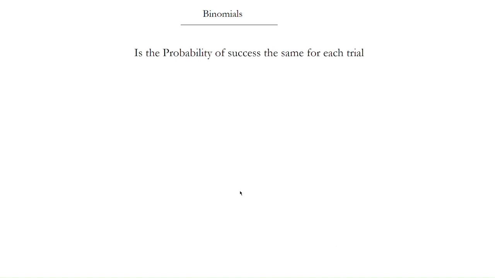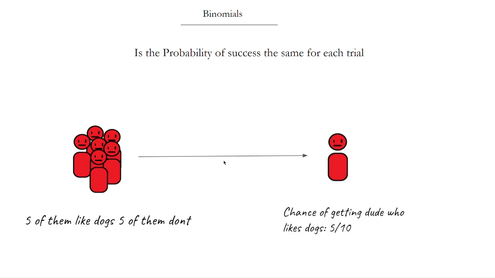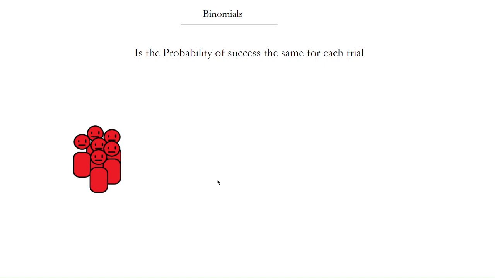What do I mean when I say is the probability of success the same for each trial? Let's say that this is a group of people, and 5 of them like dogs, and 5 of them do not like dogs. You're trying to see how many of them like dogs or how many of them don't. You take one person and ask them whether they like dogs or not. The chance of this person liking dogs is 5 out of 10. Let's say you asked one person, he liked dogs, and you now take him out of the sample. Now 4 of them like dogs and 5 of them don't.